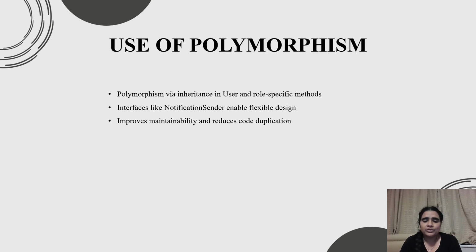Use of polymorphism. Polymorphism via inheritance in the user and role-specific methods, and interfaces like notification sender, enable flexible design, improve maintainability, and reduce code duplication. Polymorphism using interface-based design and inheritance is employed in the system. The three classes, patient, clinician, and administrator, implement the display menu method of the abstract user class differently. That is, they need to behave differently depending on their respective job description.